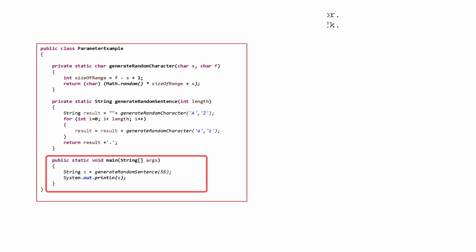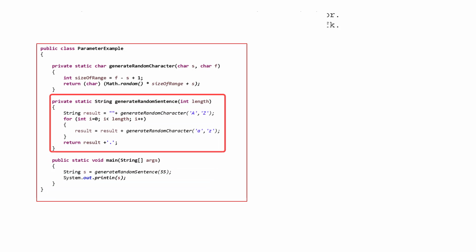Here is the main method. It looks like what the main method is doing is generating a random sentence with a parameter and then printing out what it gets back. In order to see what that's doing, let's find generate random sentence. Here it is. It looks like its parameter is a length of some sort.